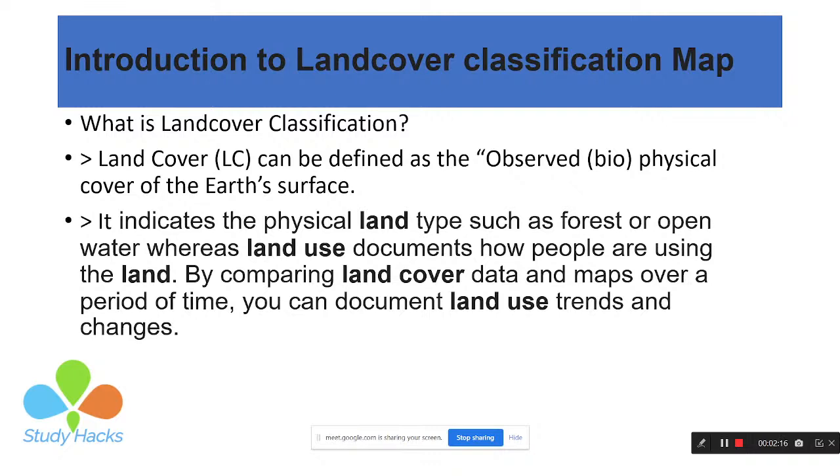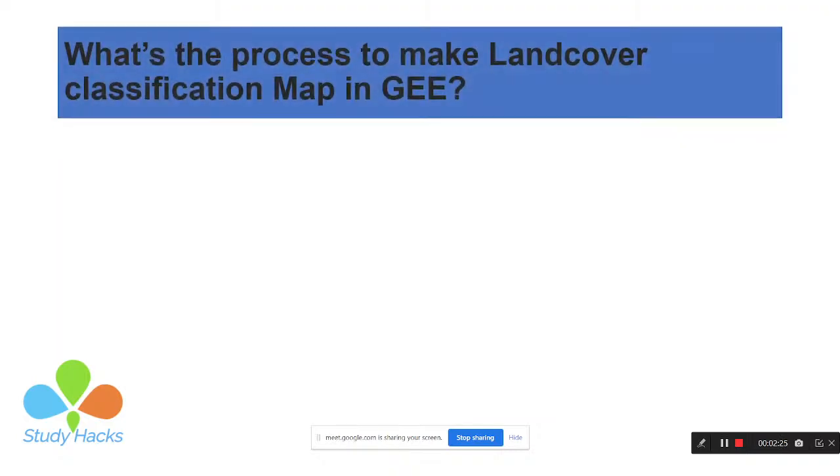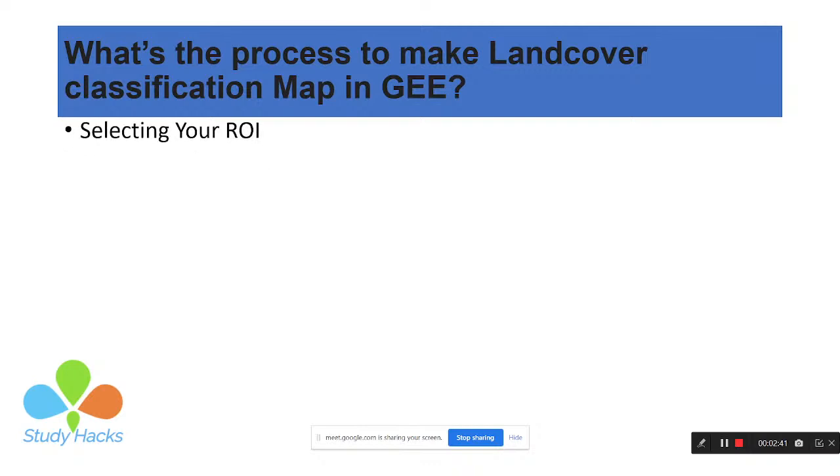We can use the Google Earth Engine platform for making the land use and land cover classification map. When you want to work with the Google Earth Engine platform, you need to follow some process, and this process is the same for any classification. The first step is selecting your ROI. First you decide which area you want to classify, and then you can import the area as a shapefile into Google Earth Engine. Then you need to choose and filter the image collection.